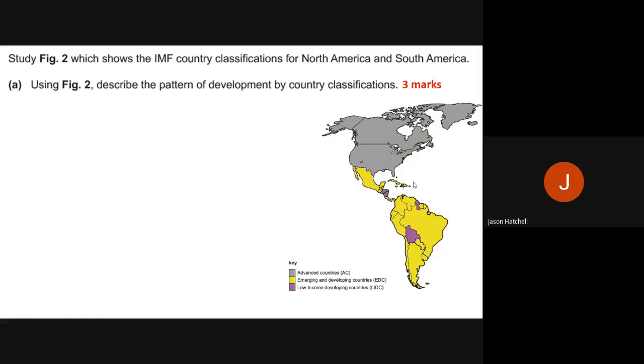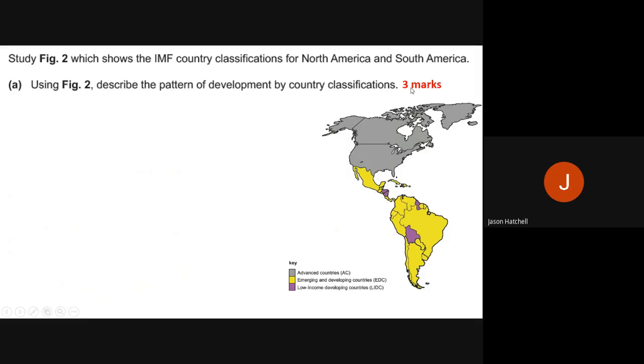So the next question on screen for you shows you figure 2. And figure 2 is a map of North and South America. And it gives you the IMF, the country classifications by the International Monetary Fund in terms of development. And it says, using figure 2, describe the pattern of development by country classifications. So again, describe the pattern. Okay, we've said this before. Use TEA. And this one's worth 3 marks.